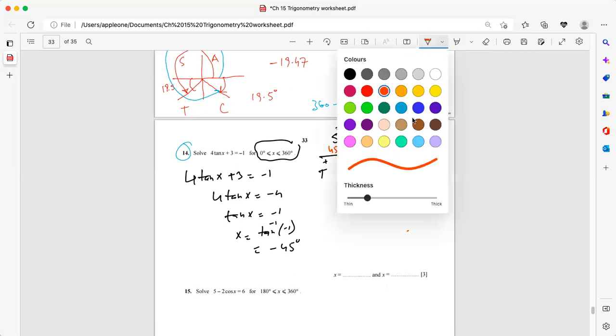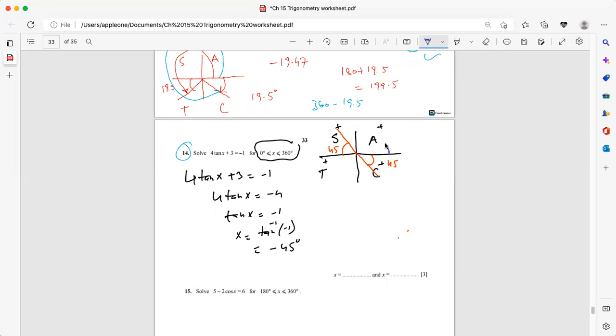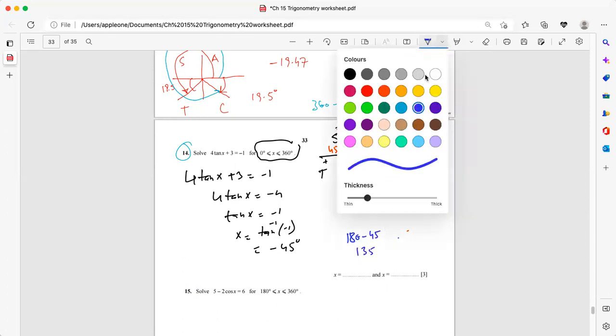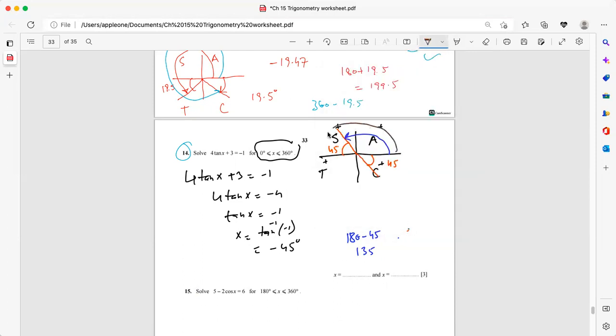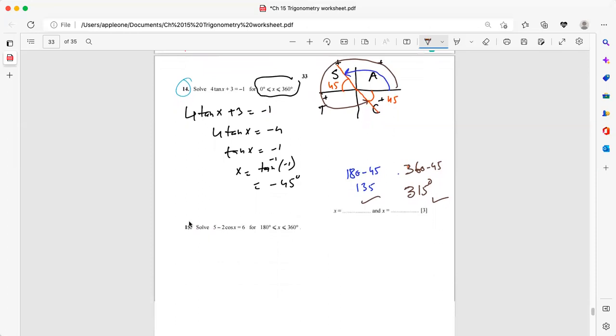Now, what are the angles? The angle is this one, which is 180 minus 45, which is 135. Then the angle is this one, see, students. The angle is this one, which is 360 minus 45, which is 315 degrees. These are the answers. Now let's go to the next question.